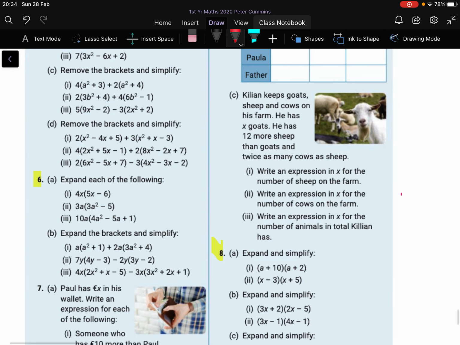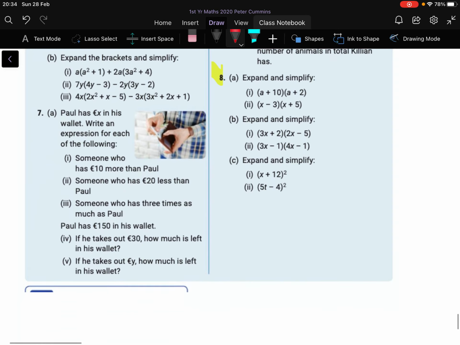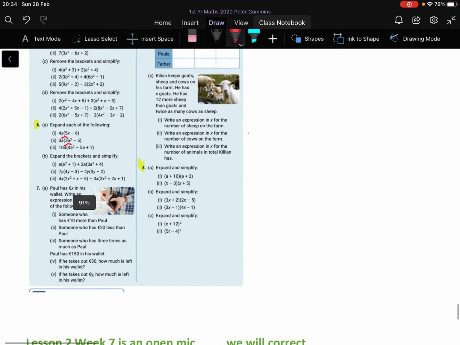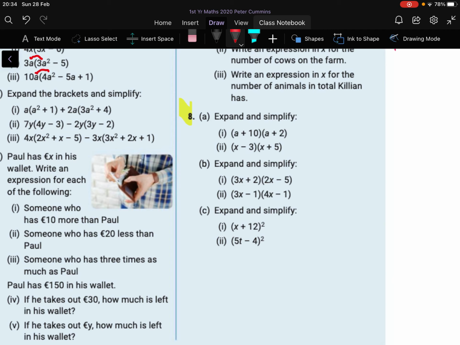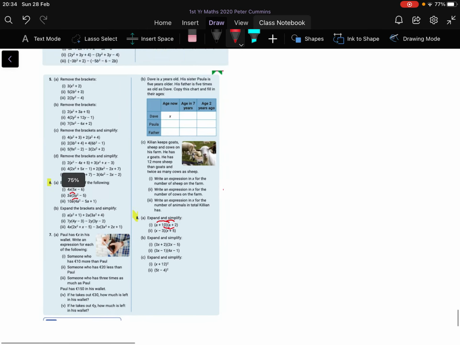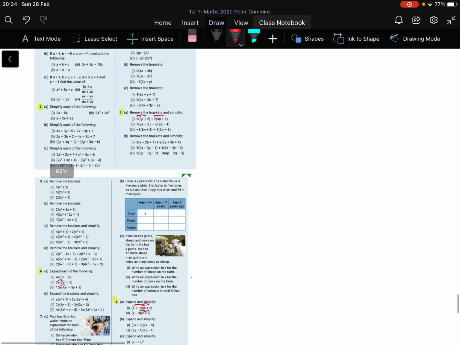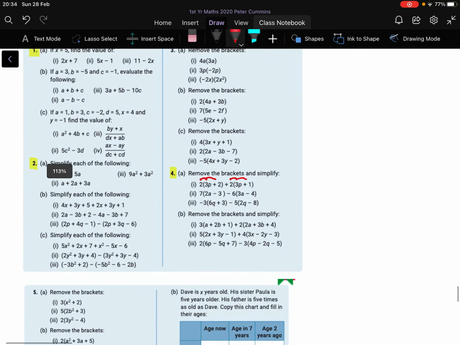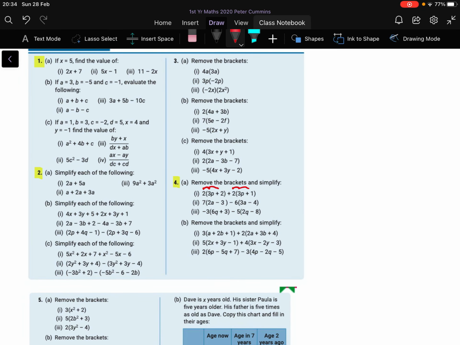Question number 6 is bringing in squares. So bringing in a by a squared, a by a squared, that kind of thing. But it's the same procedure over and over again. And then finally going into question 8, which is multiplying the two brackets. So remember that you multiply the a by the a, then the a by the 2, then the 10 by the a, and the 10 by the 2. 4 answers and simplify. So by doing these for the rest of this class and for homework, this will kind of show you which ones am I having trouble with.